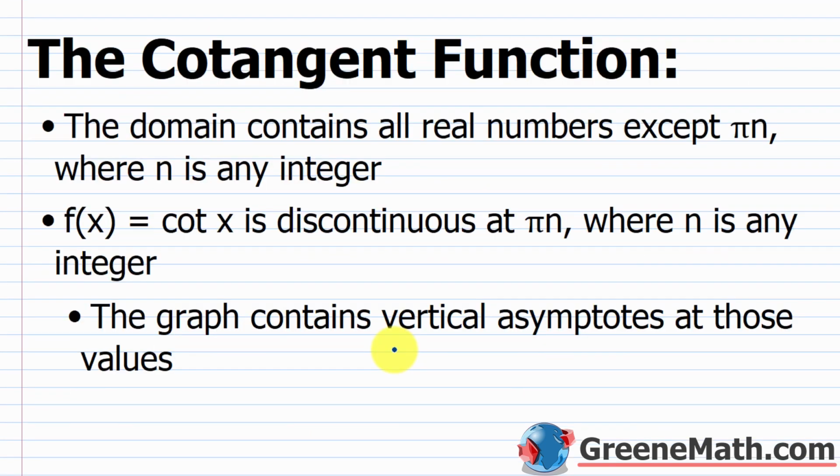All right, let's talk a little bit about the cotangent function in general. So the domain contains all real numbers except for pi n, where n is any integer. So 0, pi, 2 pi, 3 pi, or even negative pi, negative 2 pi. That's where the sine value is 0, and again, division by 0 is undefined. So f of x equals cotangent of x is discontinuous at pi n, where n is any integer, and the graph contains vertical asymptotes at those values.